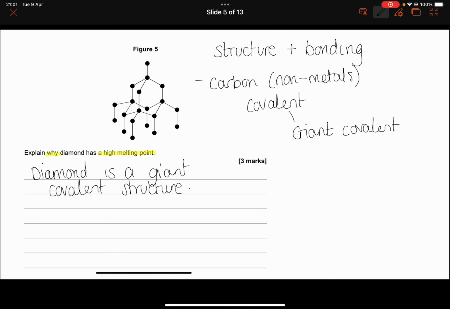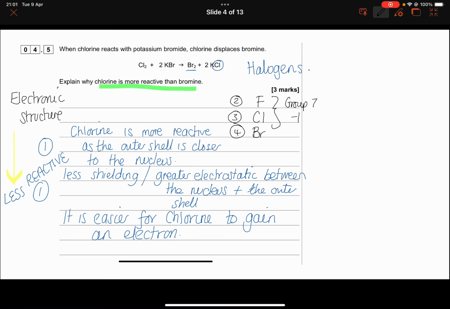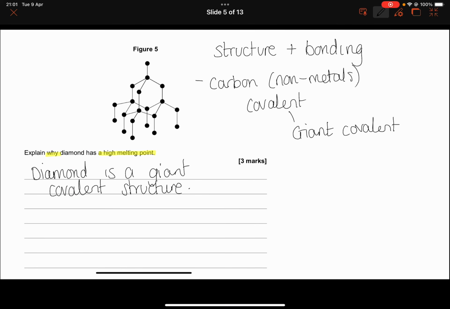And the next bit would be, it contains lots of covalent bonds which require a large amount of energy to break. But because it's only 3 marks, this one just wants you to write down that lots of energy is needed to break these bonds.